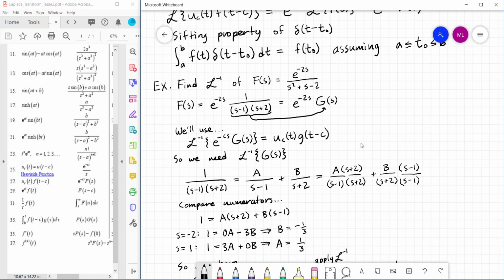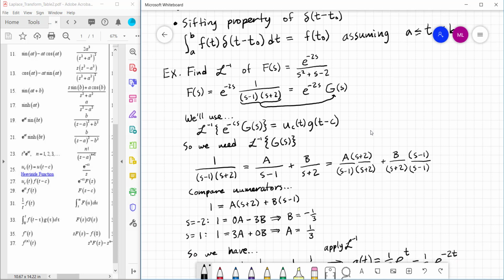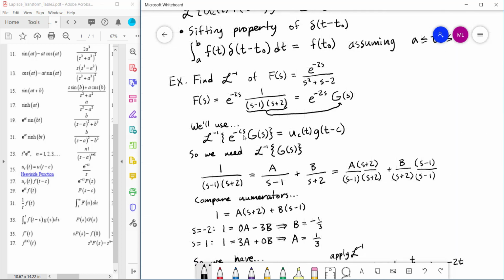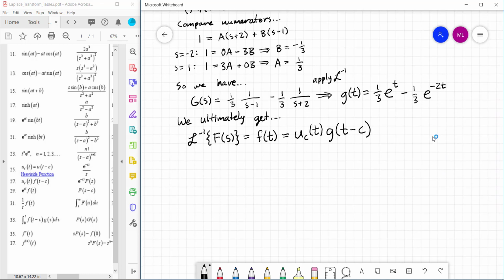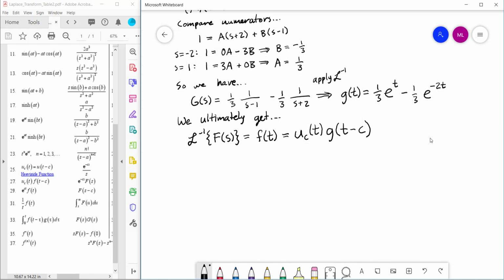Well, I need to come back up and compare. We're comparing it to, so here's the two values, e to the negative cs. What value of exponential did we have? We had e to the negative 2s. So for us, c is equal to 2 if I compare these. So this is going to be the Heaviside function shifted to the point 2. And then we also have to shift the argument of our g of t function by 2. So c is equal to 2 for us.